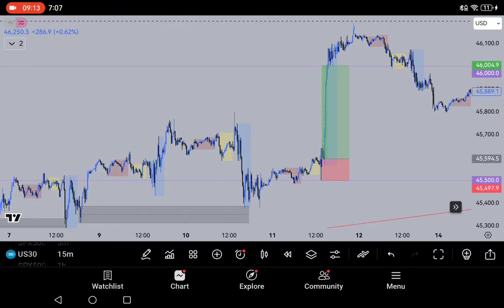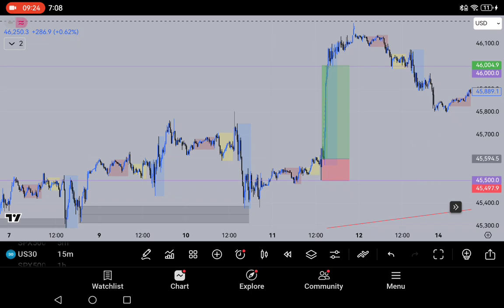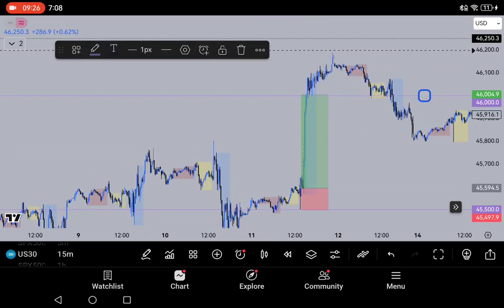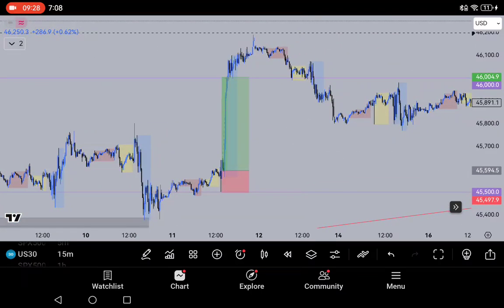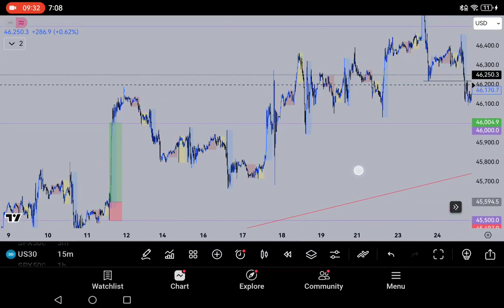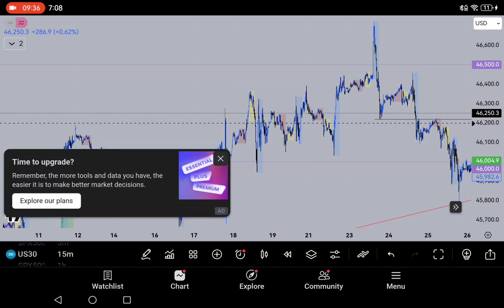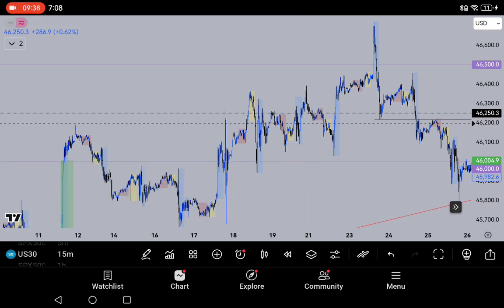Or you can target, you can see how I use my institutional levels, these lines that you are seeing. Now we know that price has broken above this 45,500. Price will definitely reach 46,000. You can see price reached 46,000. And you can see price broke 46,000. Now you know that price will definitely reach here, 46,500. Sorry guys. You see how these institutional levels work on these indices, ping pong.